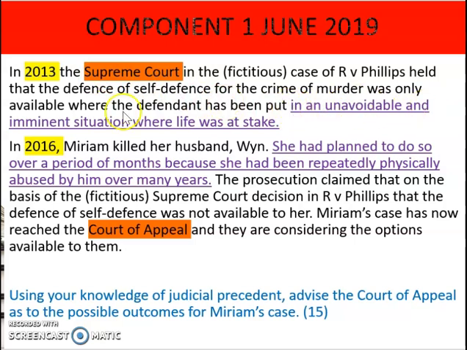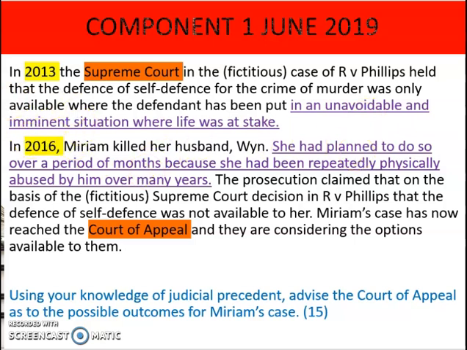I've put in purple the ratio. So the ratio in this old case is that you can't have self-defense for murder unless your defendant is in an unavoidable and imminent situation where life was at stake. And when you look at what's happened in the most recent case, it's saying that Miriam has planned to do the killing because she's been abused for many years. So this is making the point that perhaps her situation was not unavoidable because she's planned to do it over a long period of time.